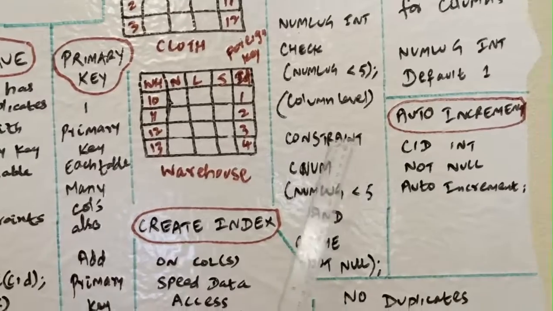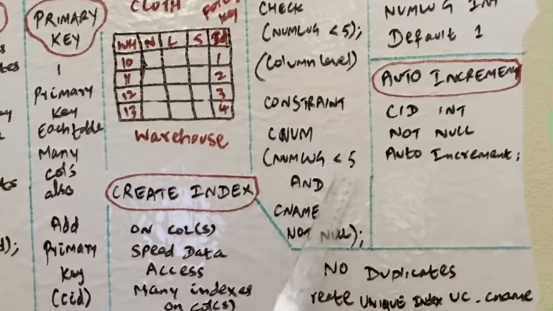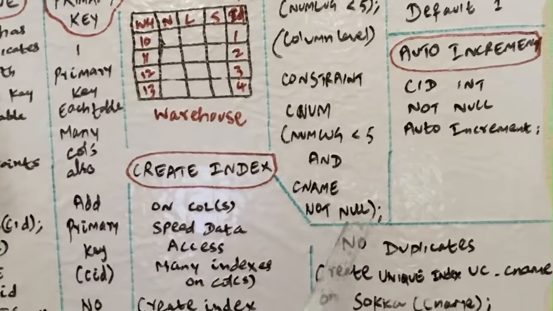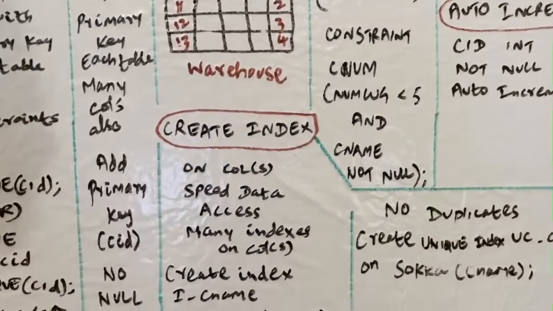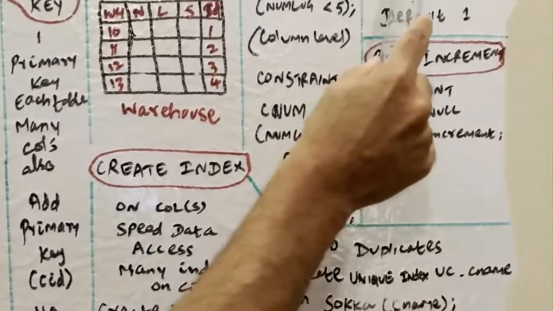On the column level, constraint cnum numlug less than 5 and cname not null. You can put a lot of conditions here too. It's very powerful. Next is default.